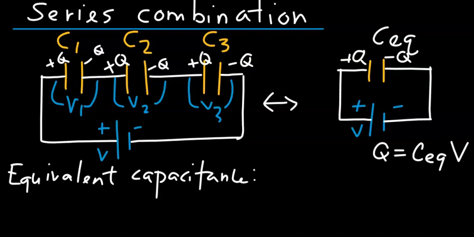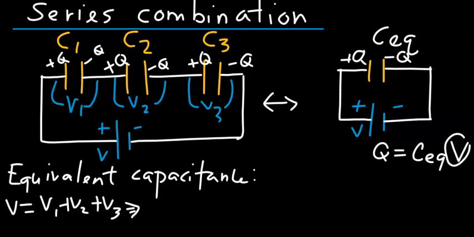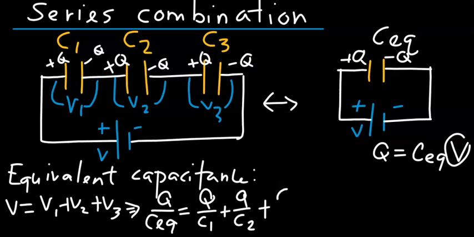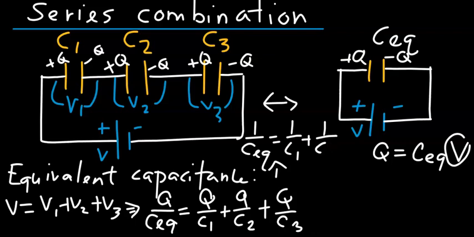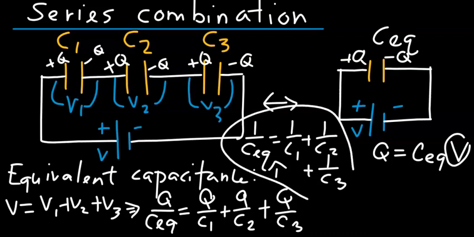For the original circuit, since we know V is the same as V1 plus V2 plus V3 using the second property, and since V is Q over C equivalent, V1 is Q over C1, V2 is Q over C2, and V3 is Q over C3, we can immediately figure out the expression for the equivalent capacitance here. It is quite simply the sum of the reciprocals: 1 over C1 plus 1 over C2 plus 1 over C3.